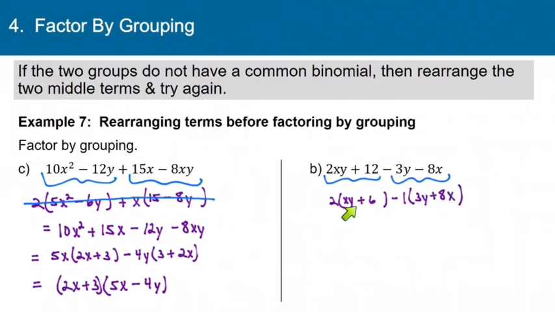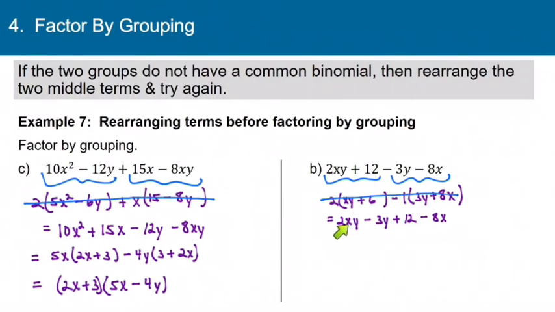Now before we do the last step, we have to notice that our two binomials are not the same here, so we do not have a common binomial, and that means the grouping method has failed. So we should try rearranging these two middle terms. That's going to give us an original problem of 2xy minus 3y plus 12 minus 8x. And now let's try the grouping method again.